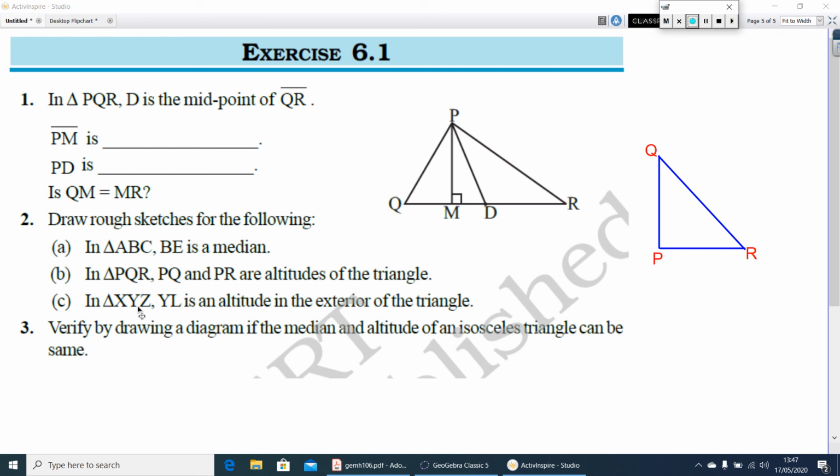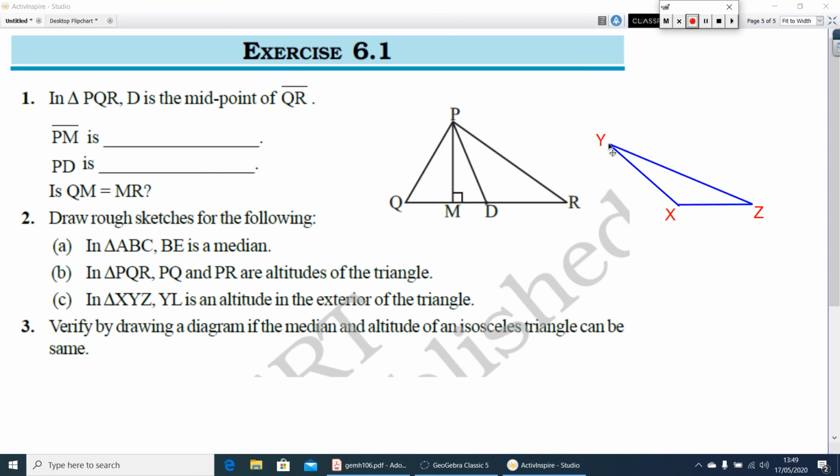Now see, in triangle XYZ, YL is the altitude in the exterior of the triangle. That I discussed. In some triangles, it comes outside. Draw an obtuse angled triangle and accordingly you take YL. If you take the triangle XYZ in this way, if you draw a perpendicular from Y to the opposite side, definitely it will be exterior of the triangle. Draw it.